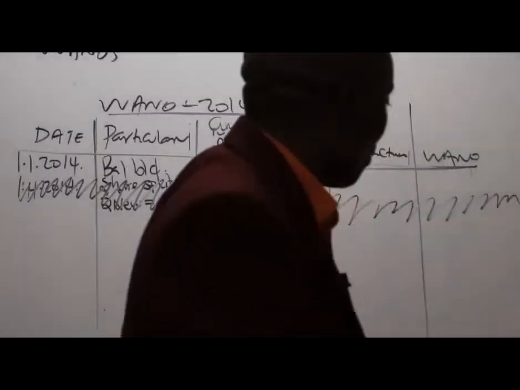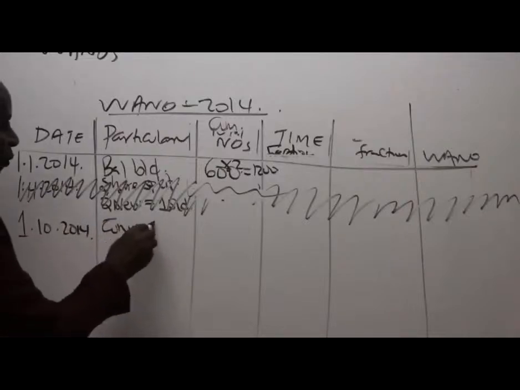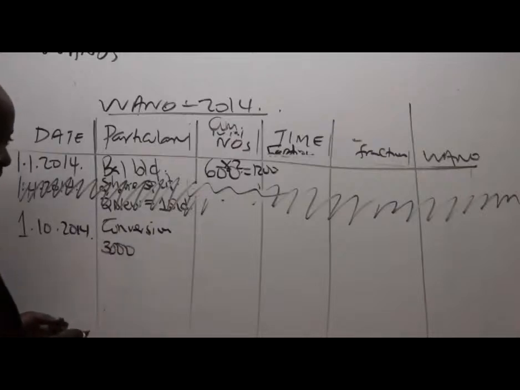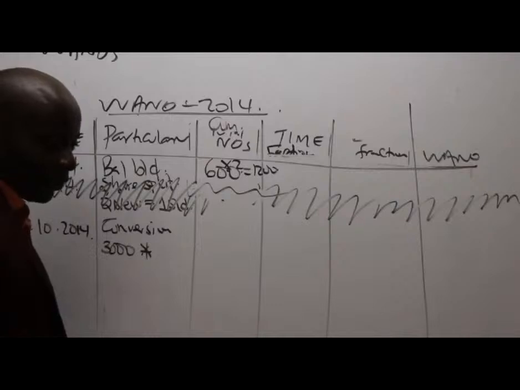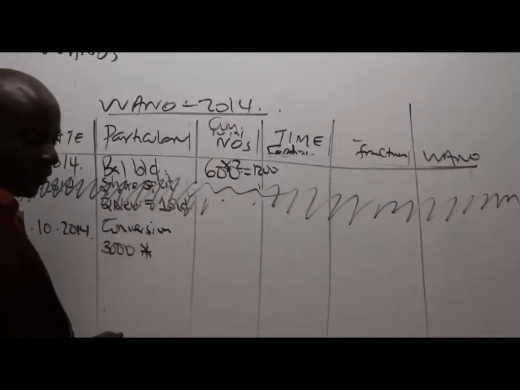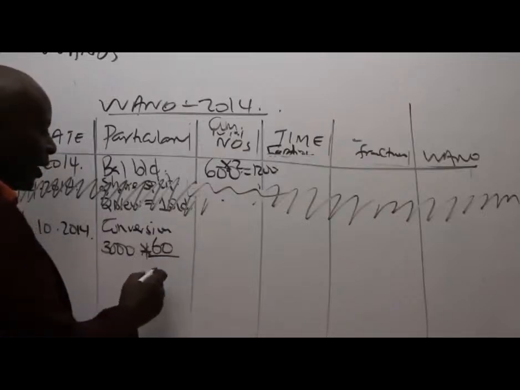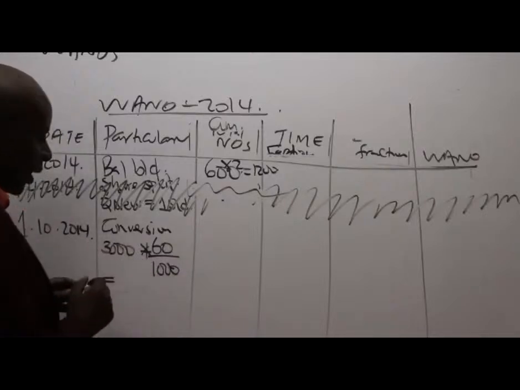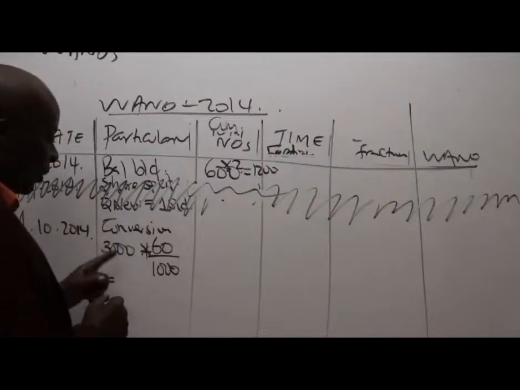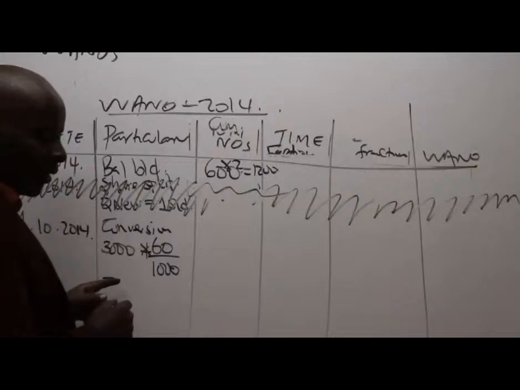So we have here 1st October 2014. There was conversion. Conversion of how many debentures? 3,000 debentures. At what rate? What is the rate of conversion? So this is 60 for every how many debentures? For every 1,000. So please give me this figure first of all. 3,000 times 60 over 1,000 gives me how much? 3,000 times 60 divided by 1,000. Somebody tells me this should be 180.